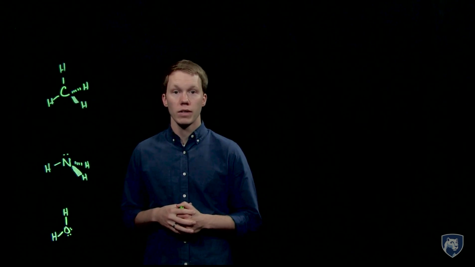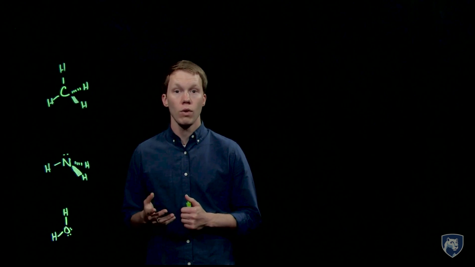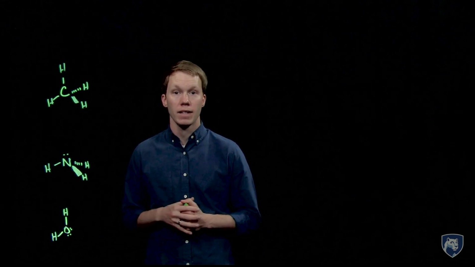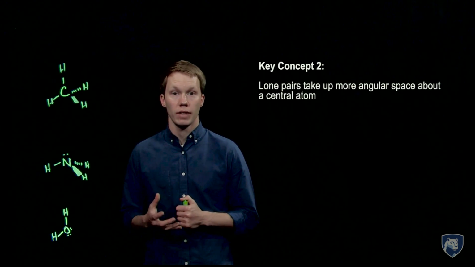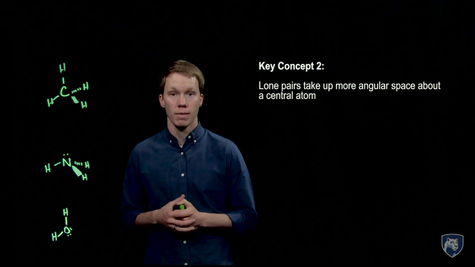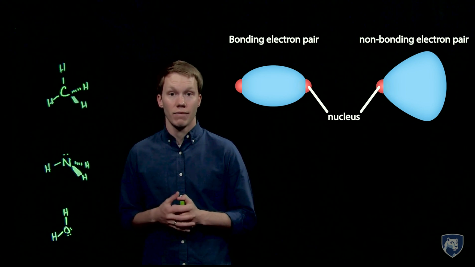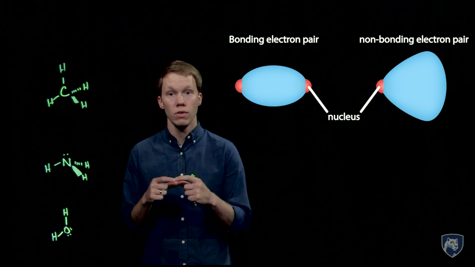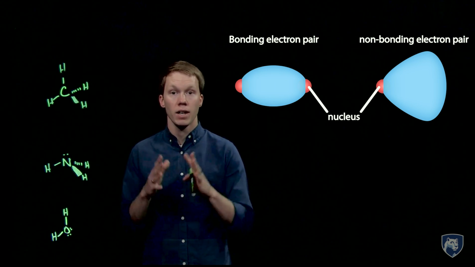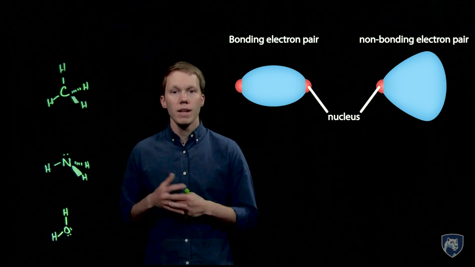In this segment, we're going to look at key concepts 2 and 3 of VSEPR theory to see how lone pairs and multiple bonds impact the geometry about a central atom. If you recall, key concept 2 says that lone pairs of electrons will take up more space than bonding pairs. In the figure shown, you can see that that is in fact the case. The bonding pair is much more localized between two nuclei, versus the non-bonding pair takes up more angular space about that central atom. Now, let's think about the reason why.